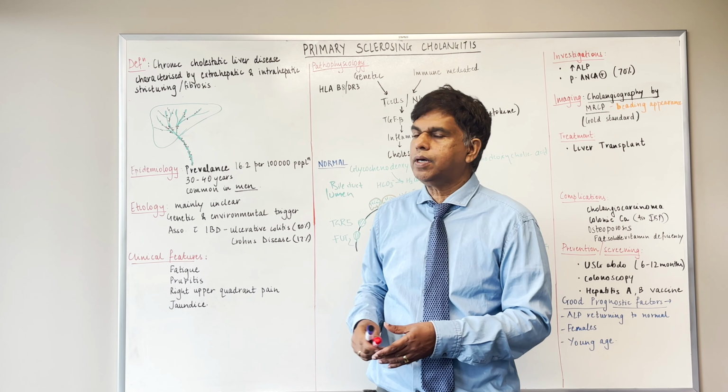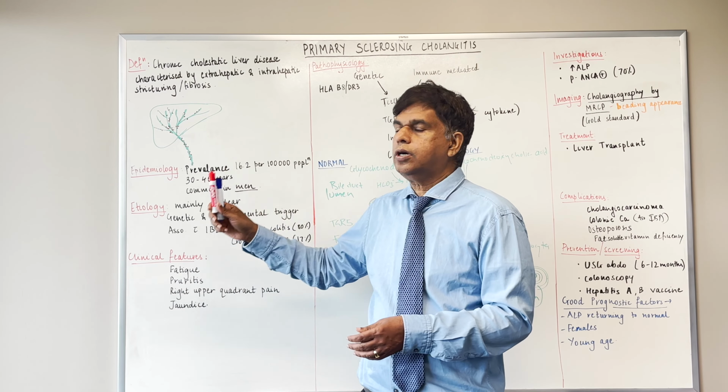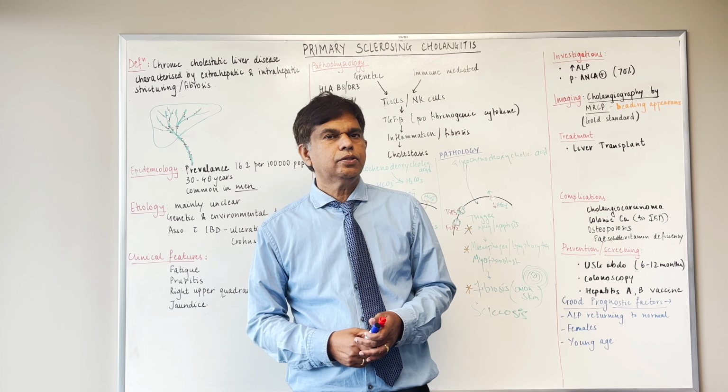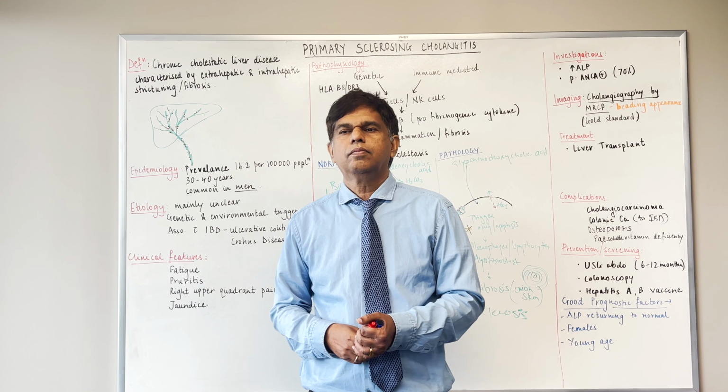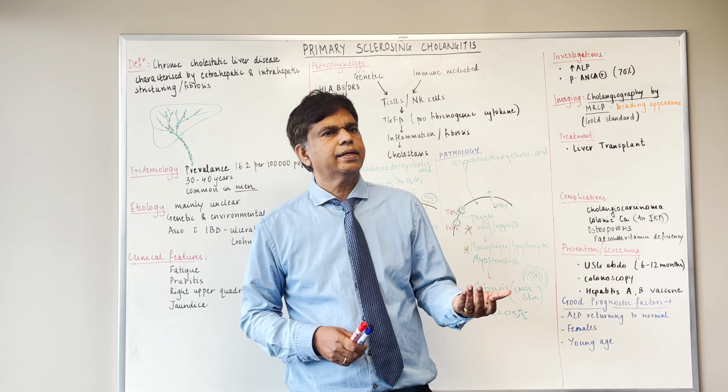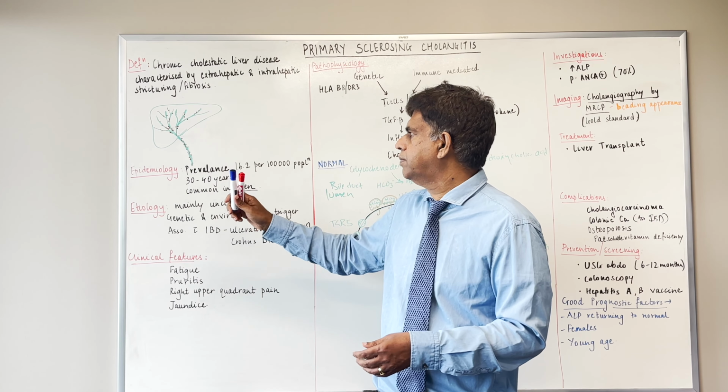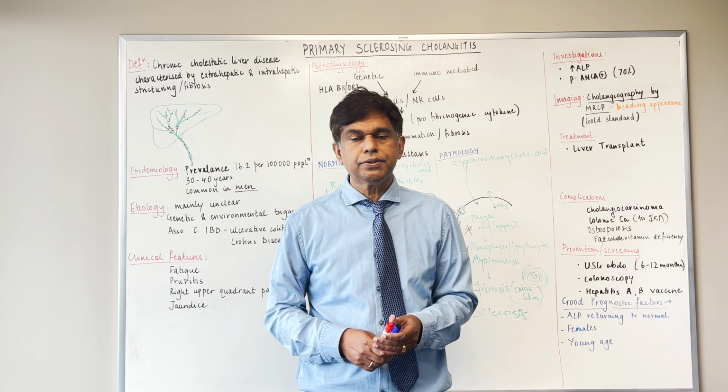So let's look at the epidemiology. Now, it's more common in men, okay? What about primary biliary cirrhosis? That's more common in women, I think the ratio is like 10:1. So this one is more in men, age like 30 to 40 years.